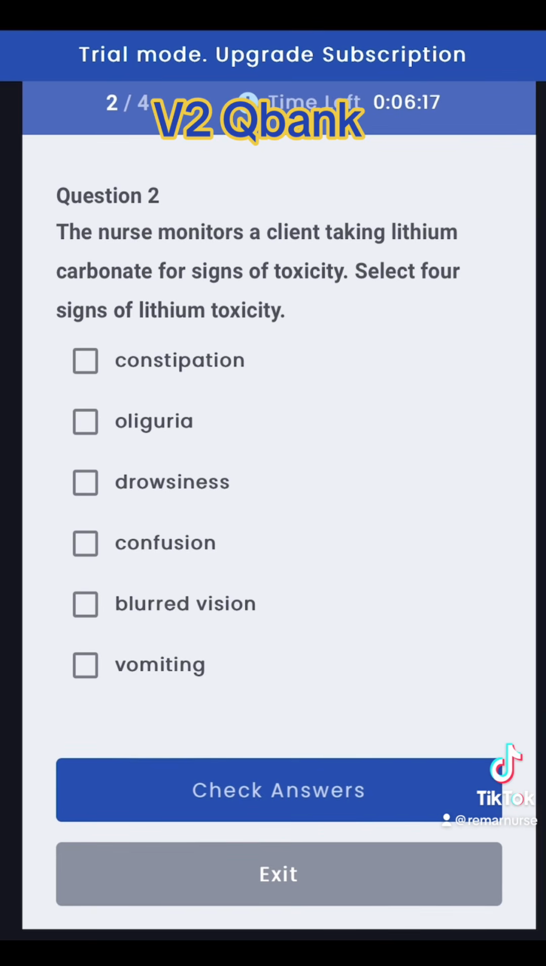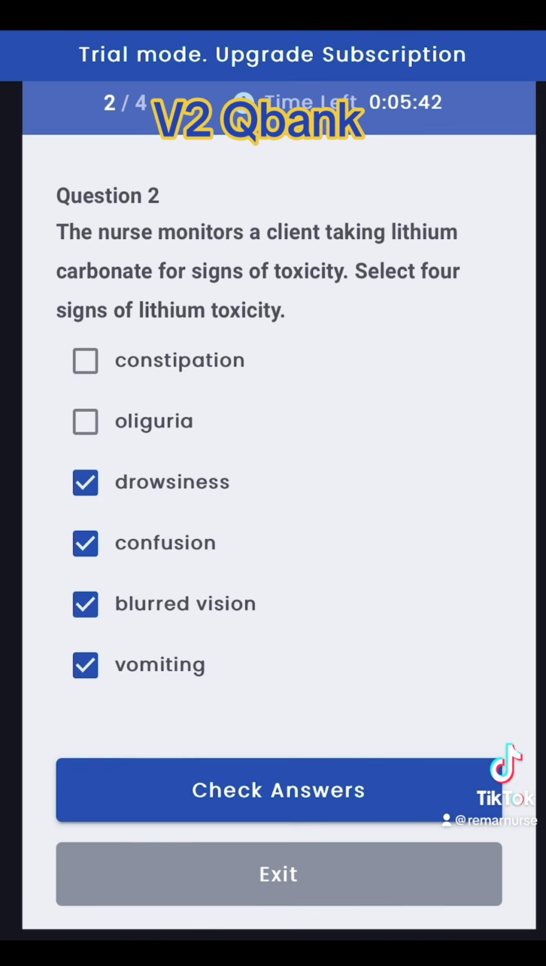Read the rationales on your own. Question 2. The nurse monitors a client taking lithium carbonate for signs of toxicity. Select 4 signs of lithium toxicity. So I know lithium affects your mentation. So I'm going to be looking for definitely the drowsiness, confusion, blurry vision. I'm expecting those things. Now vomiting, I'm going to go with vomiting because I think that's going to be more likely than constipation or oliguria in this example. I don't see lithium bothering those things. So these are my 4.